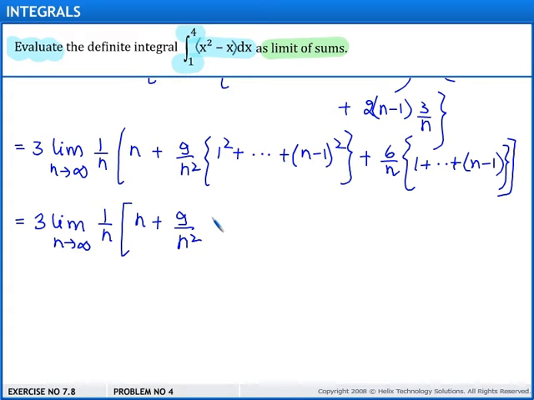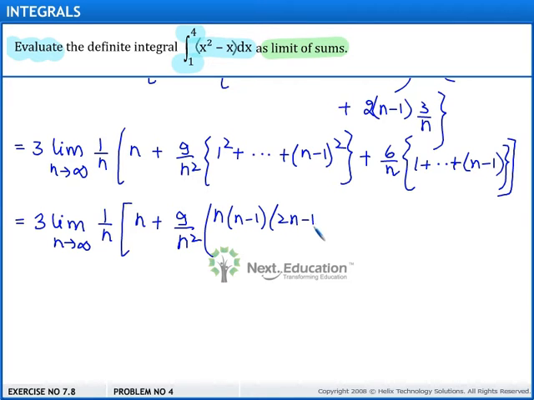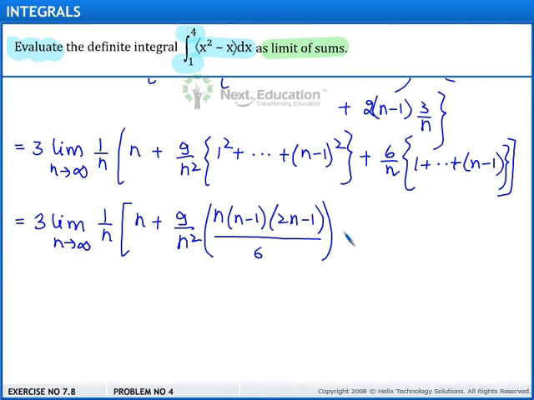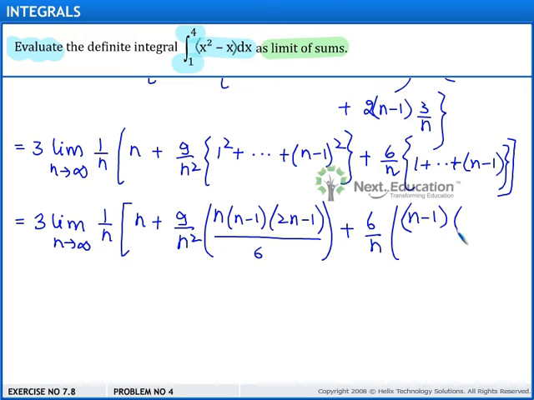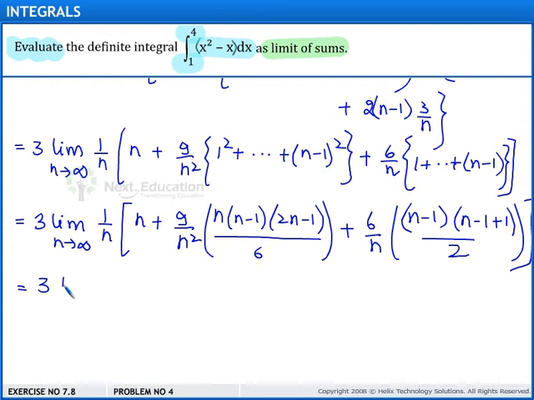Now the sum of the squares of the first n minus 1 terms is given by n into (n minus 1) into (2n minus 1) divided by 6, plus 6 upon n, and the sum of the first n minus 1 terms is given by (n minus 1) into n divided by 2, and this is equal to 3.